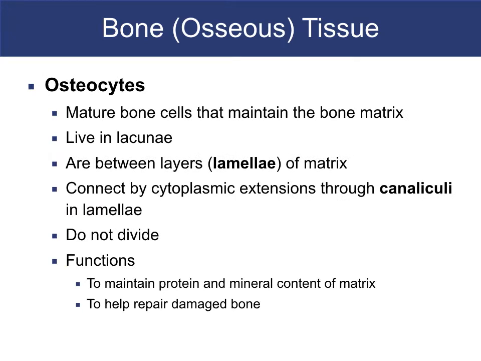Osteocytes live in these lacunae. They're mature cells. They lay it down in layers. I think you guys have already seen bone under the microscope, at least real quickly. You'll learn it a little more in depth now. These cytoplasmic extensions extend out from one cell to the next. Those are called canaliculi. Osteocytes do not divide. One cell doesn't divide to make two. These are mature cells. Their function is basically just to maintain the protein and mineral content of the matrix right around them. And then they can spring back to life and help repair damaged bone if need be, if you break a bone.